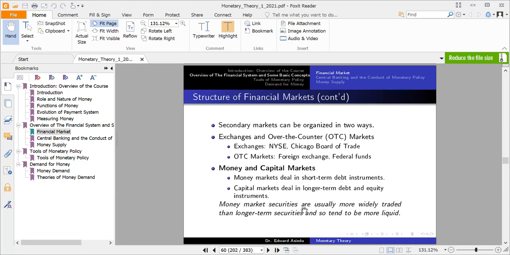So money market securities are usually more widely traded. Okay? Short-term, 1 year, 2 years, and that's okay. So they are more widely traded than longer-term securities. But there may be exceptions in some countries like Japan, right? Where people prefer long-term. Okay? People are even saving for their great-grandchildren. They buy long-term bonds, 30 years, 20 years. In our sector, certain people are very short-term. They have a short-term horizon in that regard.